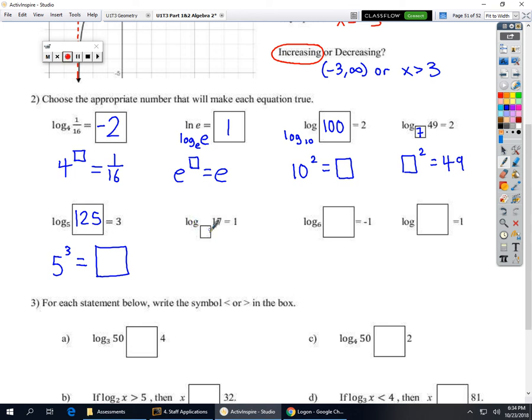Log base something of 17 equals 1. So rewrite this as an exponential expression again. Something to the power of 1 equals 17. So what to the power of 1 is 17? Well, the exponent of 1 means nothing changes, so log base 17 of 17 equals 1.